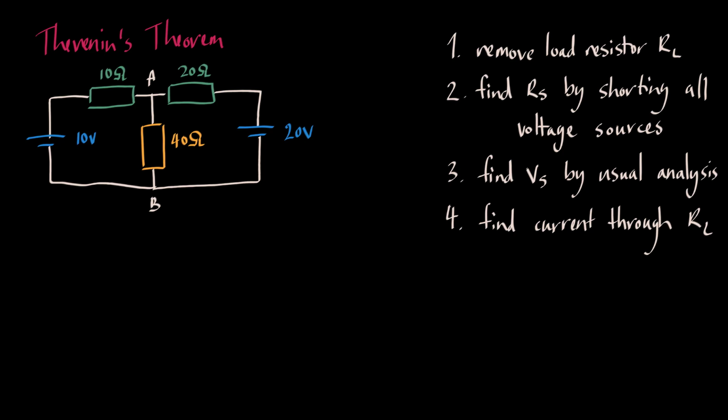So first we remove the load resistor. We know it's this 40 ohm one here because we can see the terminals on either side. Next, we short out all the voltage sources to remove any internal resistance. Here, we're simulating an ideal voltage source. We then find Rs, that is the source resistance, by calculating the total resistance looking back from the terminals AB with all the voltages shorted.